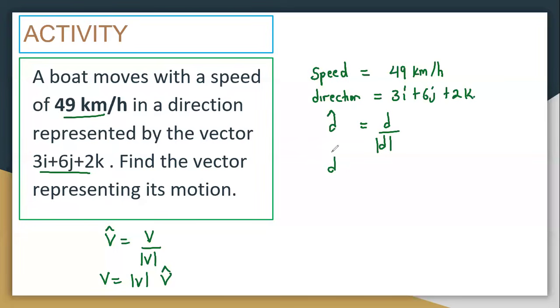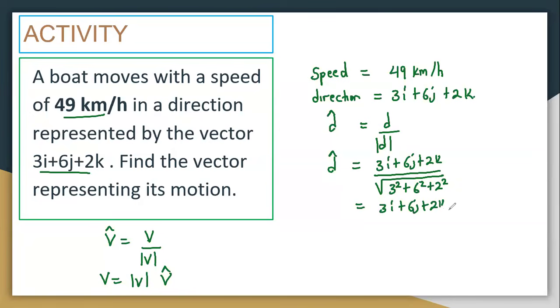So D hat is going to be our D, which is 3i plus 6j plus 2k. Divide everything by the magnitude. For this case, it is going to be the square root of 3 squared plus 6 squared plus 2 squared. So this will give us 3i plus 6j plus 2k, divided by the square root of 3 squared plus 6 squared plus 2 squared.